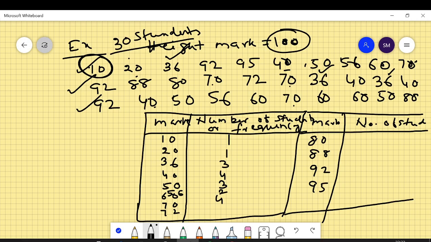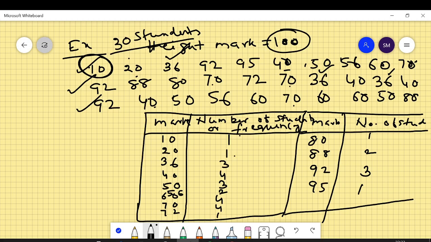Then 70 marks scored by 4 students. Then 72 by only 1 student. 80 marks is also scored by 1 student. Then 88 by 2 students. 92 by 3 students. Then only 1 student scored 95. Then here calculate the 30 students' scores. This is the data given for 30 students.